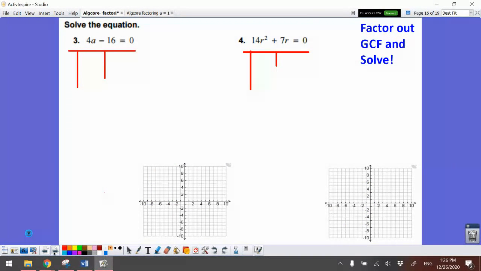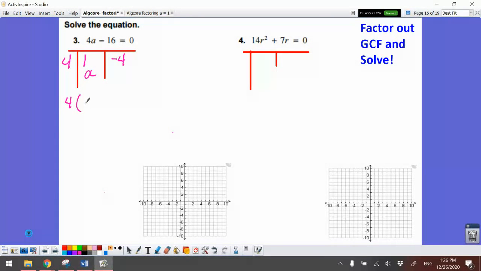Okay, so let's keep going. We need to factor something out, split into our 2 equations, and we're going to go ahead and sketch our graph. So hit pause, see what you can factor out of both of these, and we'll see what our 2 equations are. All right, so I'm going to take out a 4. 4 divided by 4 is 1. -16 divided by 4, that's a -4, and I have an A. I'm done. I can't do anything else.